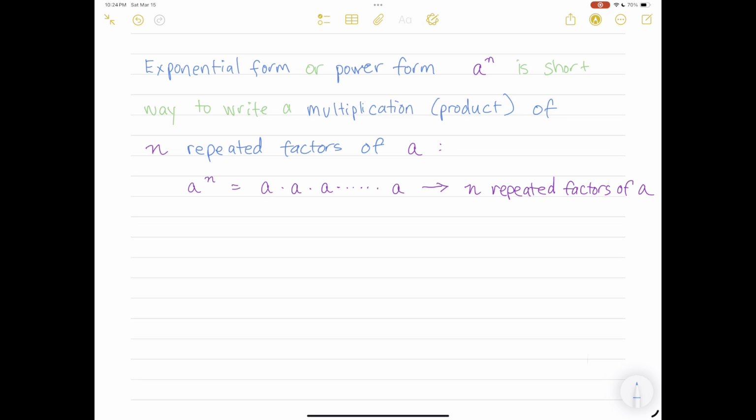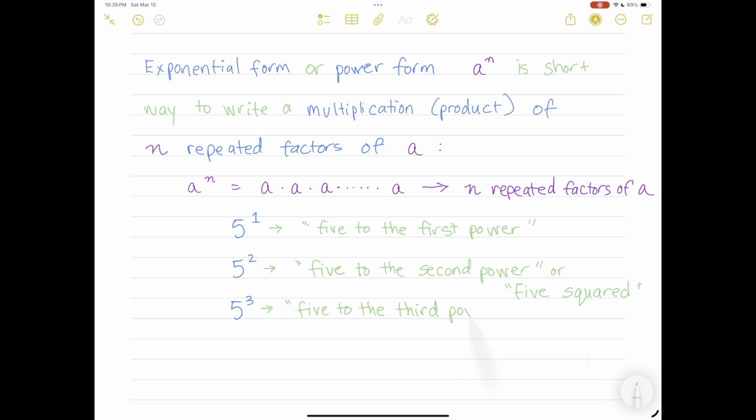The expression 5 with an exponent of 1 you read as 5 to the first power. 5 with an exponent of 2 reads as 5 to the second power, or 5 squared. 5 with an exponent of 3 reads as 5 to the third power, or 5 cubed. 5 with an exponent of n reads as 5 to the nth power.